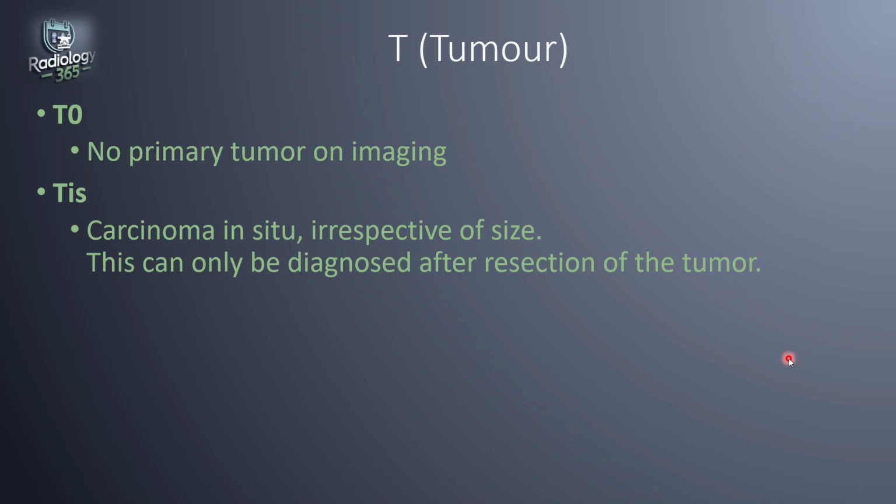So to start off, a T0 stage means no primary tumor is seen on imaging. So maybe cancer must have been determined by a sputum or cytology of a pleural tap or something. However, on imaging, you didn't see any tumor, so you give that a T0. Then Tis is carcinoma in situ. Irrespective of the size, it can be as large as a football. Only after resection of the tumor can you make this determination. So this one is a pathological stage.